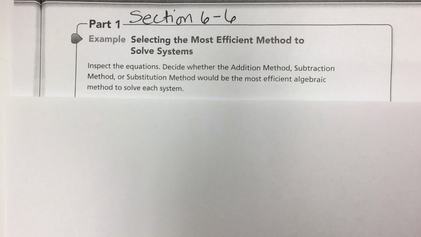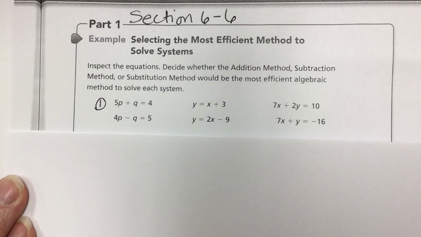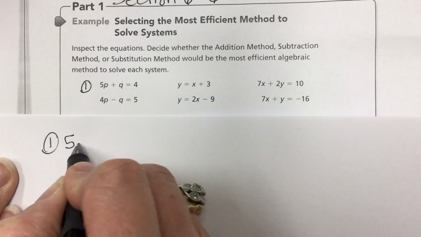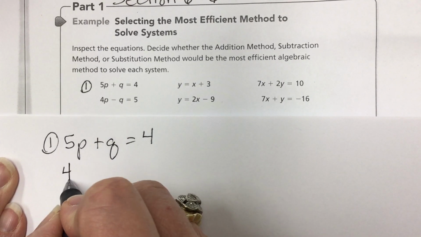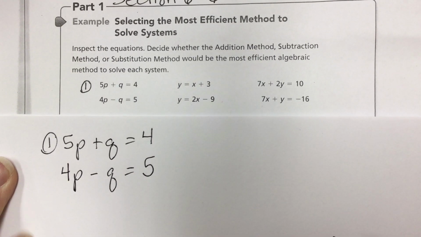You can solve them by the addition method, subtraction method, or substitution method. So we're going to be choosing which method is the best method to use for each one of these systems. So let's look at system number 1. System number 1 is given 5p plus q equals 4, and 4p minus q equals 5.